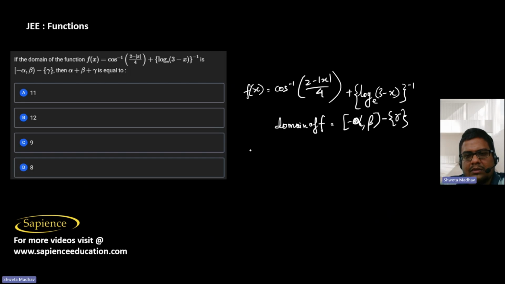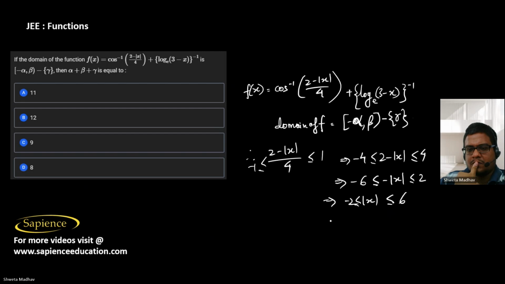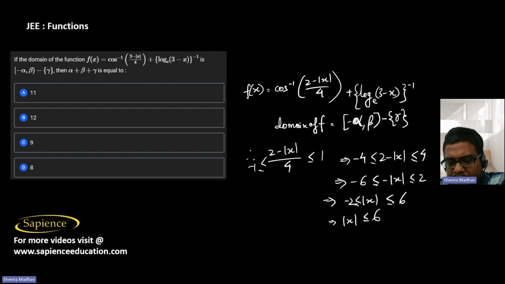Okay. So now this (2 minus mod x) by 4 should be from minus 1 to 1. So therefore we can say 2 minus mod x should be from minus 4 to 4. Now if we subtract 2 from both sides, then we will get minus 6 less than or equal to minus mod x less than or equal to 2. So therefore mod x should be more than or equal to minus 2 and less than or equal to 6. Since mod x will obviously always be more than or equal to 0, x should belong to minus 6 to 6.